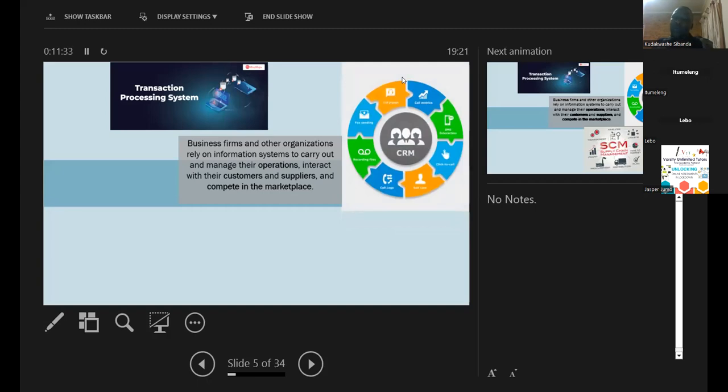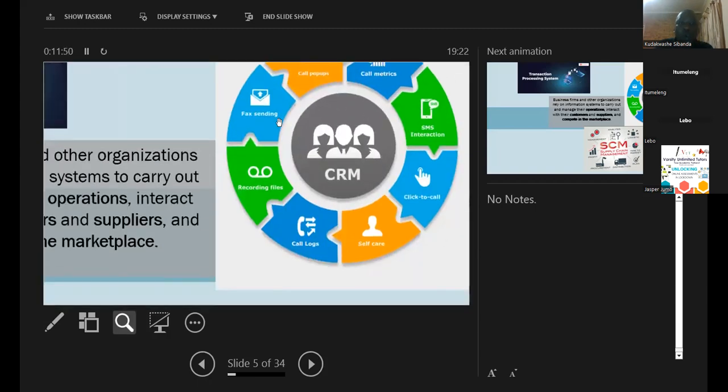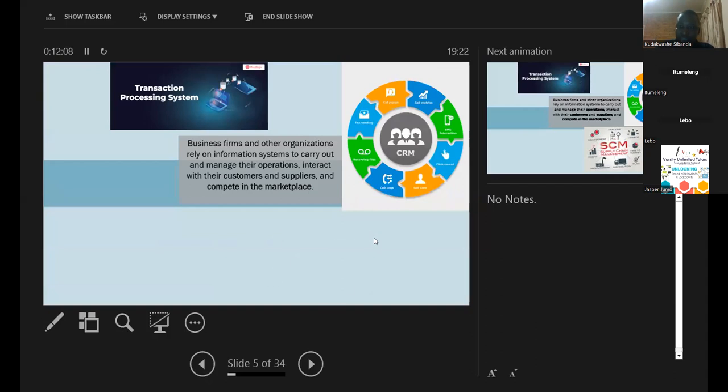Then when it comes to relating to customers, there's what we call a CRM, which is a customer relationship management system. It helps the company to interact, for calls, recording, self-care, and it is just there to service the customer. So instead of people taking up calls each and every time, they've got a CRM there to help the company relate with customers.